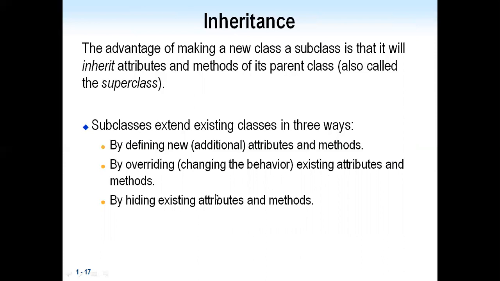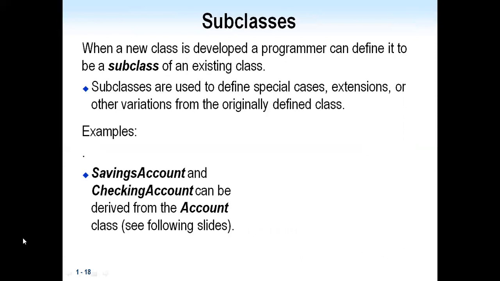existing attributes and methods. So inheritance means a subclass inherits the attributes and methods of its parent class, that is, the superclass. Next, subclass: when a new class is developed, the program can define it to be a subclass of an existing class. Subclasses are used to define special cases, extensions, or other variants of the original class. For example, saving account and checking account can be derived from the account class.